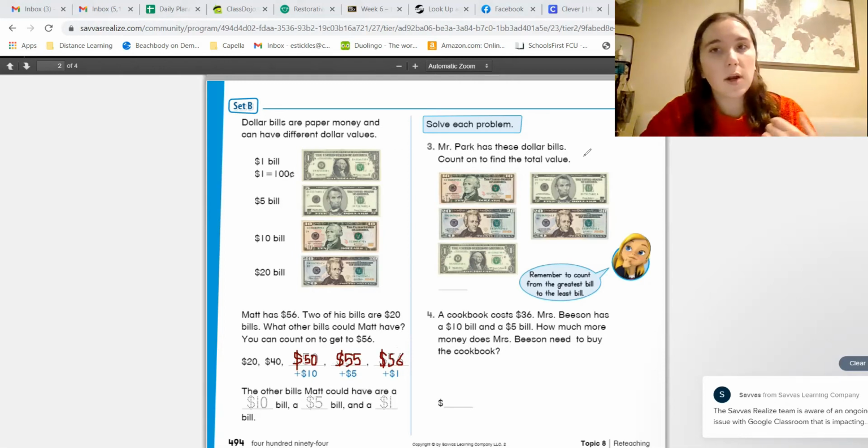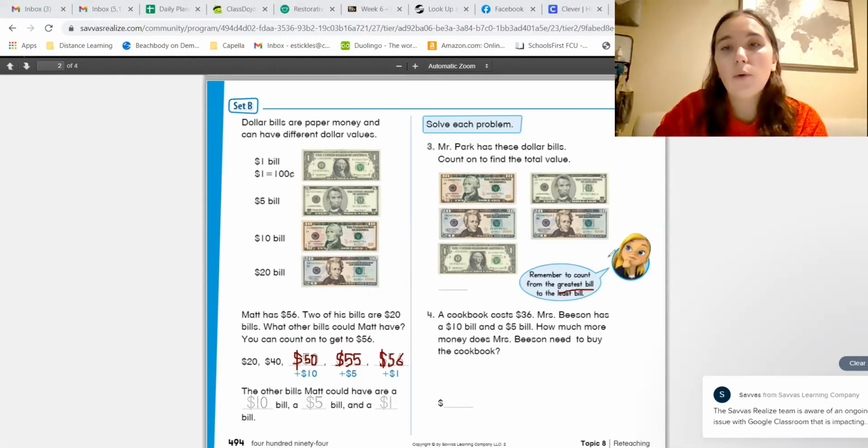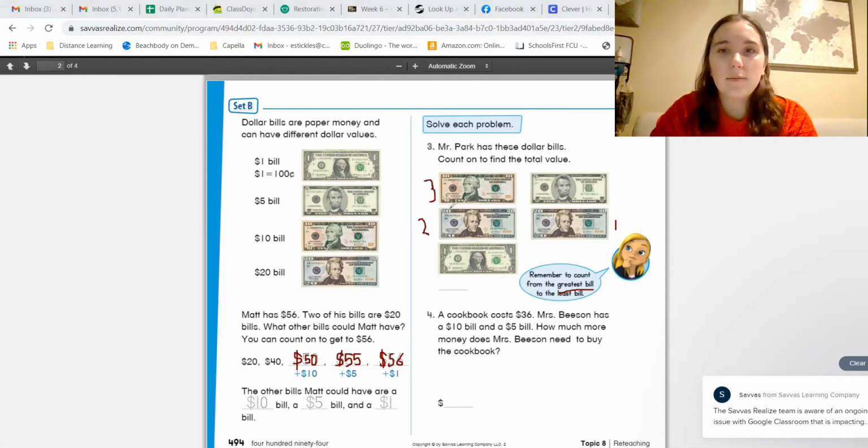Solve each problem. Mr. Park has these dollar bills. Count on to find the total value. So remember, same thing as coins. You need to put them in order from the greatest bill to the least bill first. Now, if you just do that in your head, or you write like a little 1 next to it and put them in like an order, so like 1, 2, 3, that's fine. But you need to do something so you know what order to add them up. So all I did is I just went through and I said, well, a 20 is the biggest, a 20 is the biggest. So first and then second, and then I have a 10, so that'd be my 3rd bill.